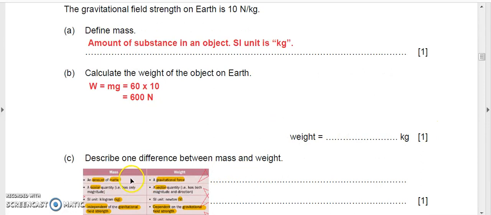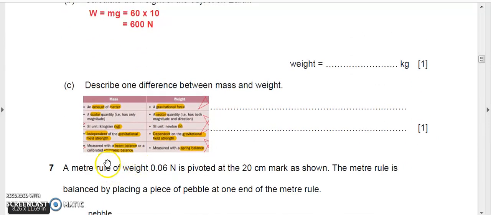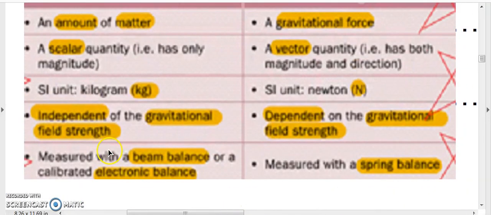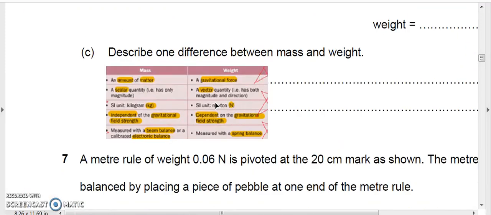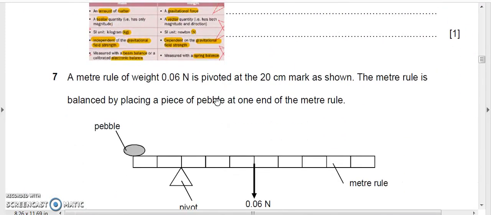There's an error here, right? So one difference between mass and weight. It can be any of these. You can talk about the definition of mass and the definition of weight, one being the amount of matter, the other one being a force, or one being scalar, the other one vector, or one being kilogram, the other the SI unit in newtons. You can have any of these. I'm sorry if it's a little bit blurry here, but I think you will have those definitions.